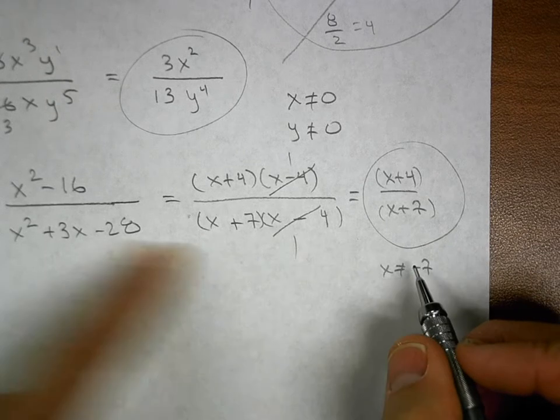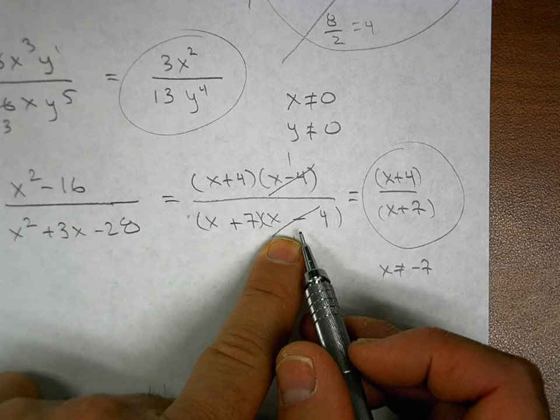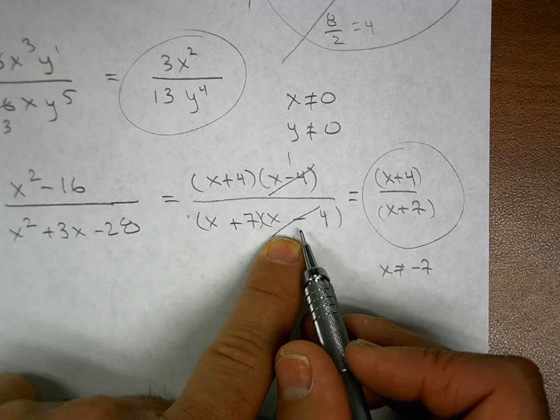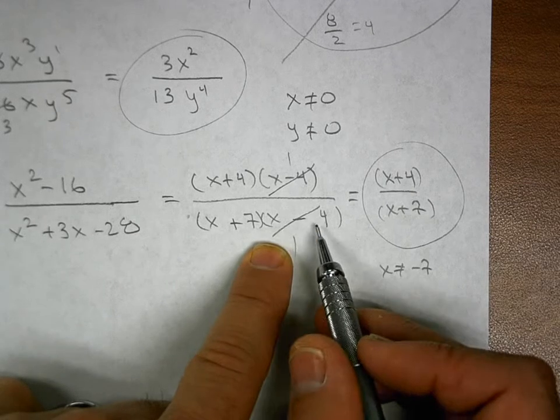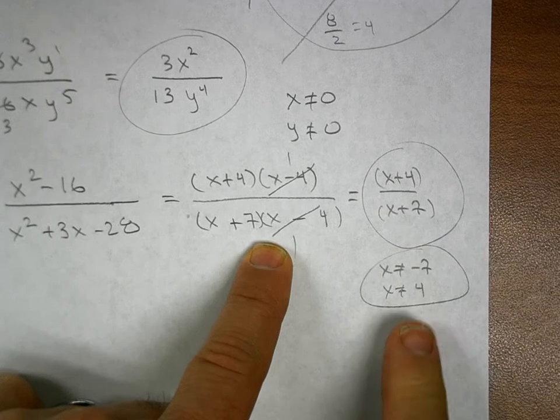And anywhere through the problem, so actually right there, what can x not be? This was x minus 4. So x can't equal 4, because 4 minus 4 is 0. So also x can't equal 4. Okay? So that's what you have to exclude.